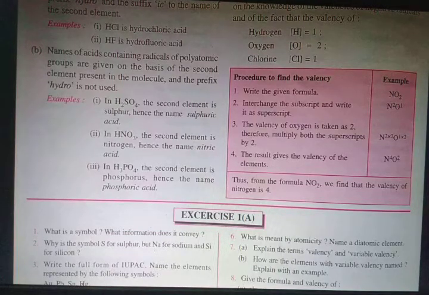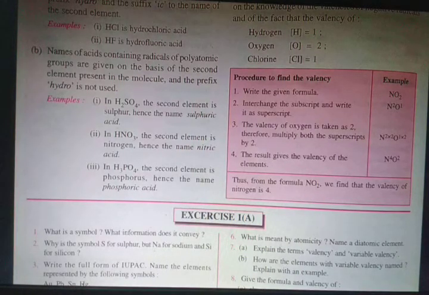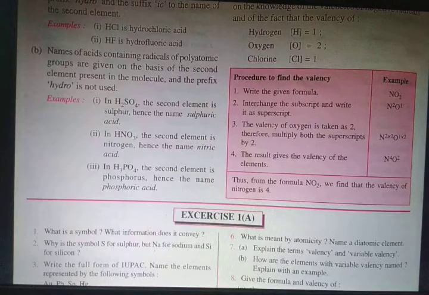Apart from the information you will get in your book, you can also write that we can get information about the constituents of a particular atom. It can be derived from the symbol itself. All right, so this is what about question number 1.